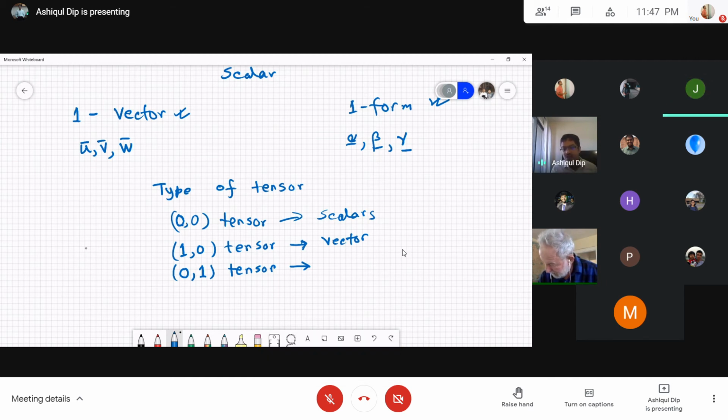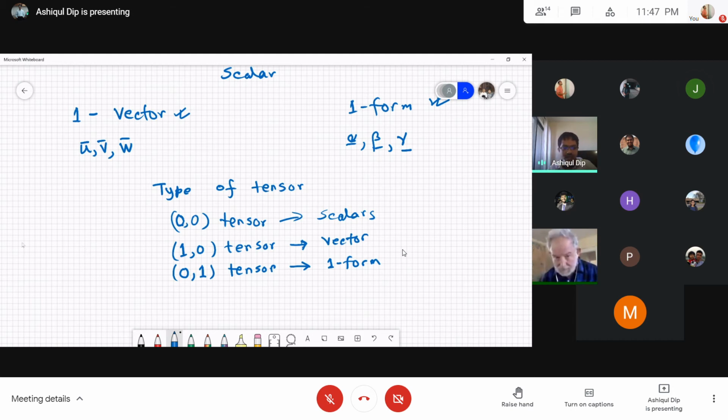So the other tensor, what's that? These are one forms, right? Why? Because it cannot take any one form in it, but it can take one vector in it. Yes, so those are one forms.